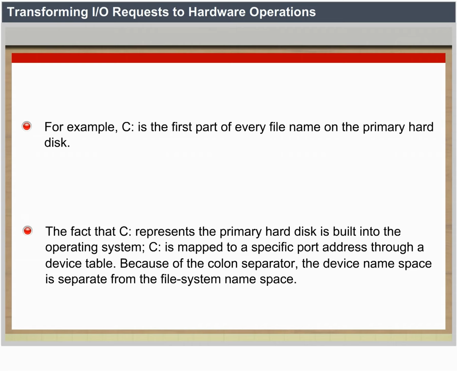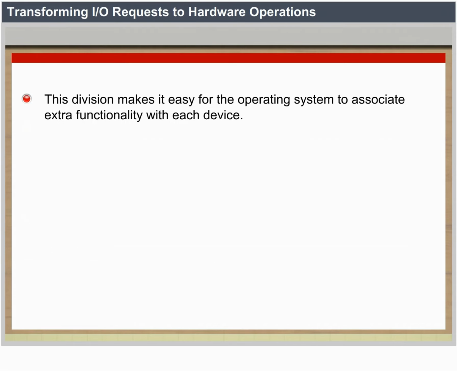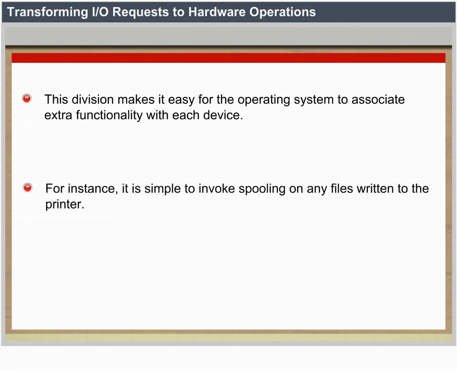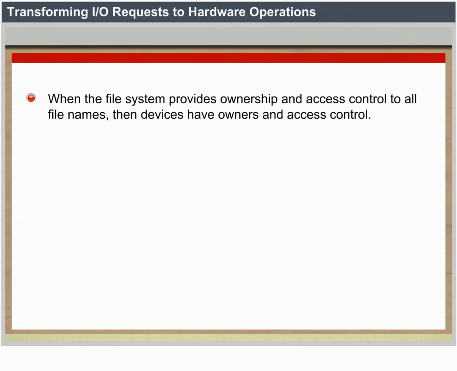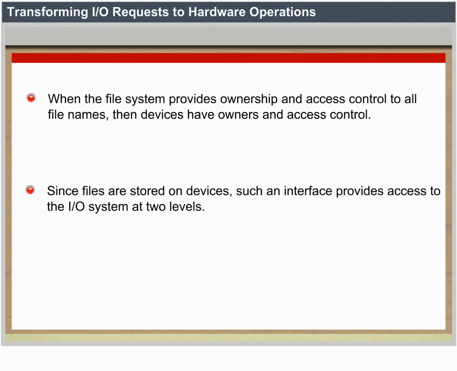For instance, it is easy to invoke spooling on any files written to the printer. If, instead, the device namespace is incorporated in the regular file system namespace, as it is in Unix, the normal file system name services are provided automatically. If the file system provides ownership and access control to all file names, then devices have owners and access control. Since files are stored on devices, such an interface provides access to the input-output system at two levels. Names can be used to access the devices themselves or to access the files stored on the devices.